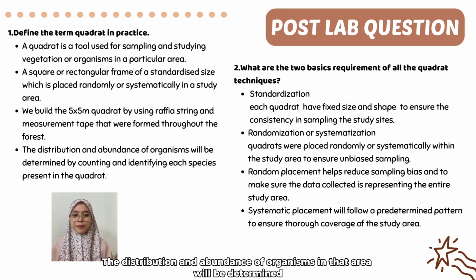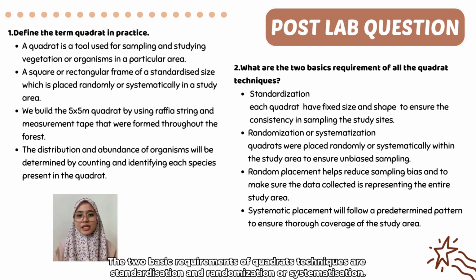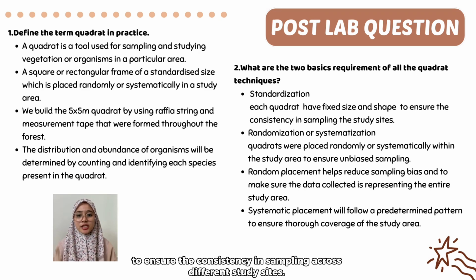The distribution and abundance of organisms in the area will be determined by counting and identifying each species present in the quadrat. The two basic requirements of the quadrat technique are standardization and randomization or systematization. For standardization, each quadrat used needs to have a fixed size and shape to ensure consistency in sampling across the study sites.